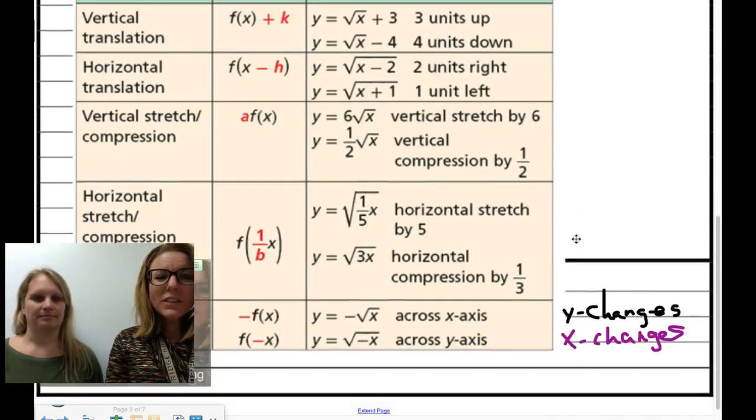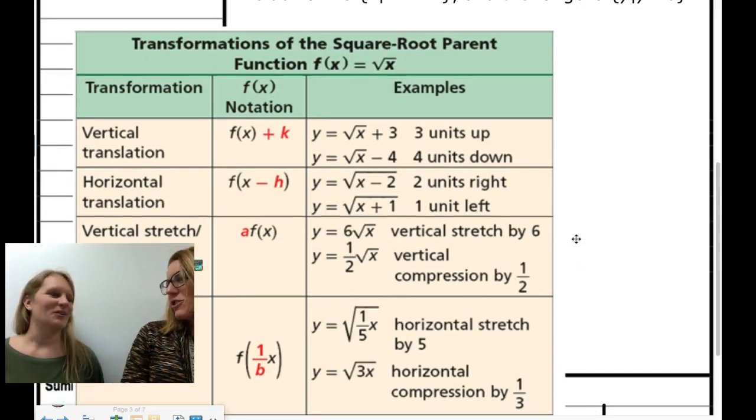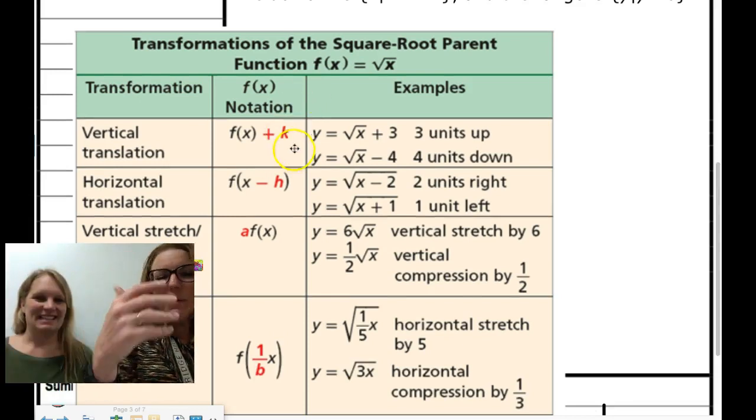Great. Oh, look at this. We love transformations. We know how to do this. This is a table. I'm not even going to do this.